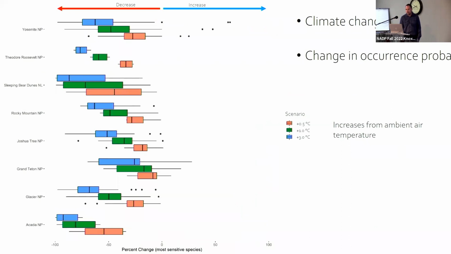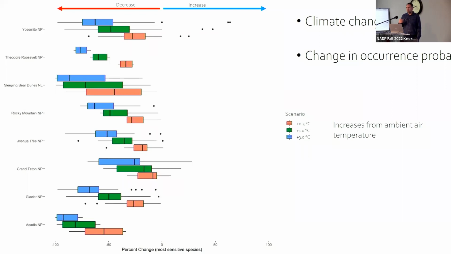This is a plot of the change in occurrence probability. The zero value, zero change, is right down the center of the plot. Decreases in occurrence probability extend to the left, and increases in occurrence probability extend to the right. Those are the 8 national parks on the left side of the plot. The scenarios here are increases in air temperature of 0.5 degree, 1 degree, and 3 degrees.